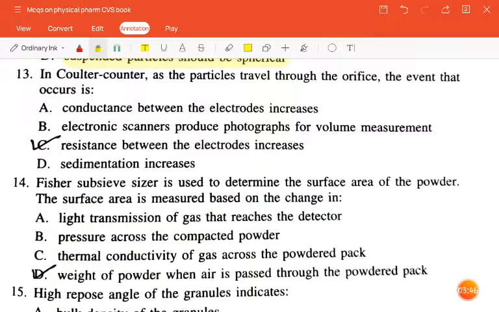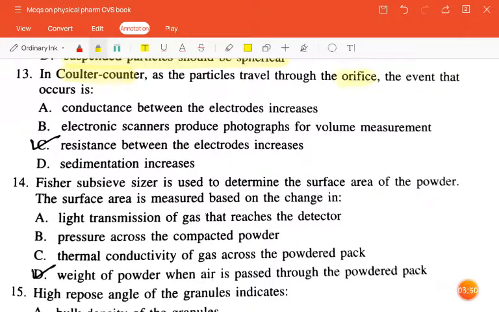Next question is: in Coulter counter, as the particles travel through the orifice, the event that occurs is conductance between the electrodes increases, electronic scanners produce photographs for volume measurement, resistance between the electrodes increases, or sedimentation increases. So the correct answer is resistance between the electrodes increases.